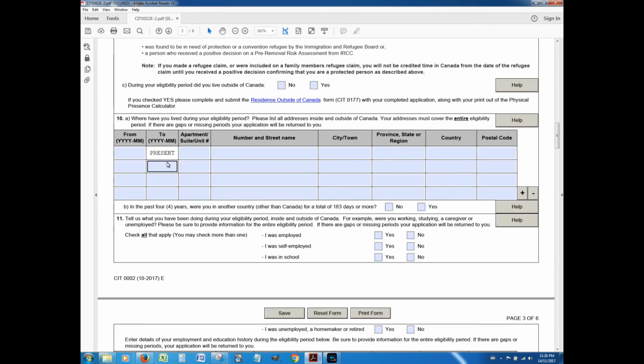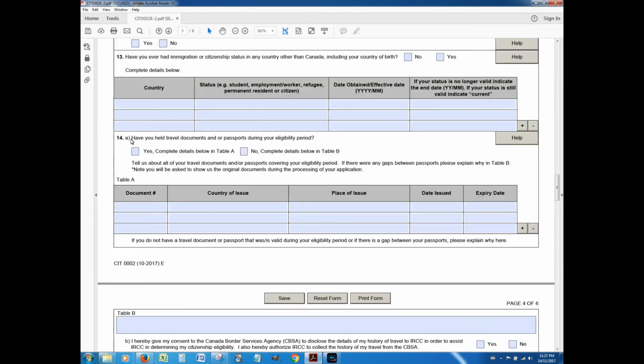If you look at question 14, it says, have you held travel documents and or passports during your eligibility period? You have to click either yes or no. And I assume that anyone who's watching this video or who is trying to obtain Canadian citizenship would likely have a travel document, that is, a passport or some other valid form of travel document.